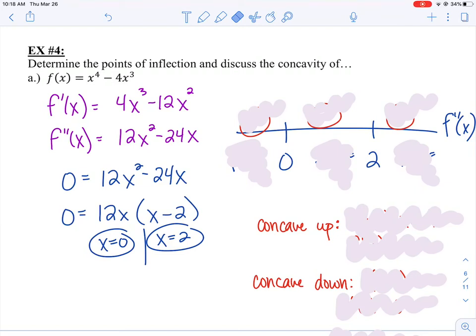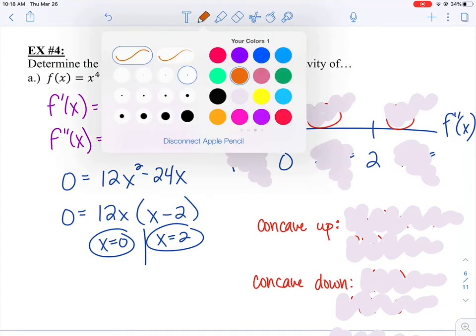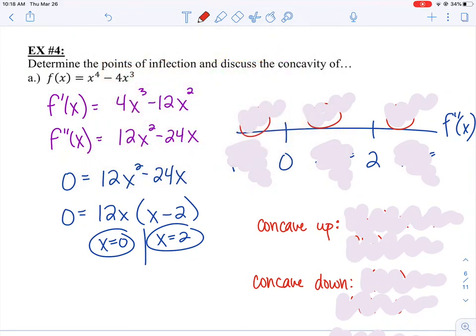So if you look over to the right, this is where I'm going to do my sign chart, but now with my second derivative. So I've got my, let's do red here. So I've got my possible points of inflection on there, my 0 and my 2. And this is where I need to test a number before 0 in my second derivative, a number in between 0 and 2 in my second derivative, and then a number greater than 2 in my second derivative. Remember, I'm worried about my second derivative because that's going to tell me concavity.